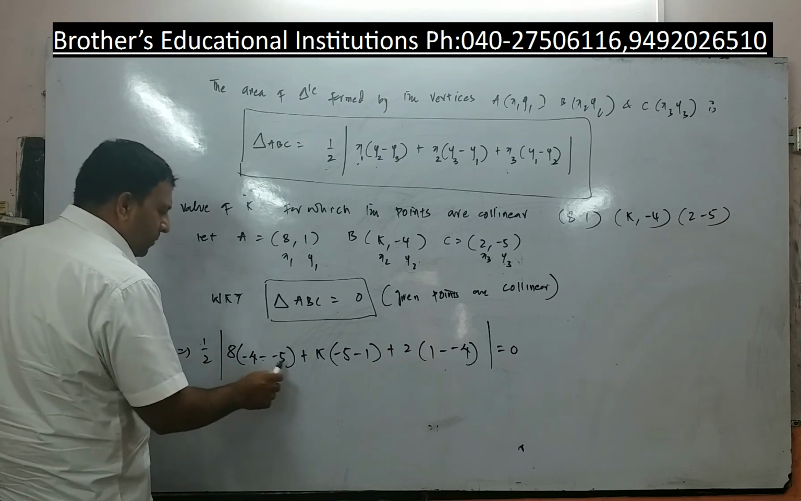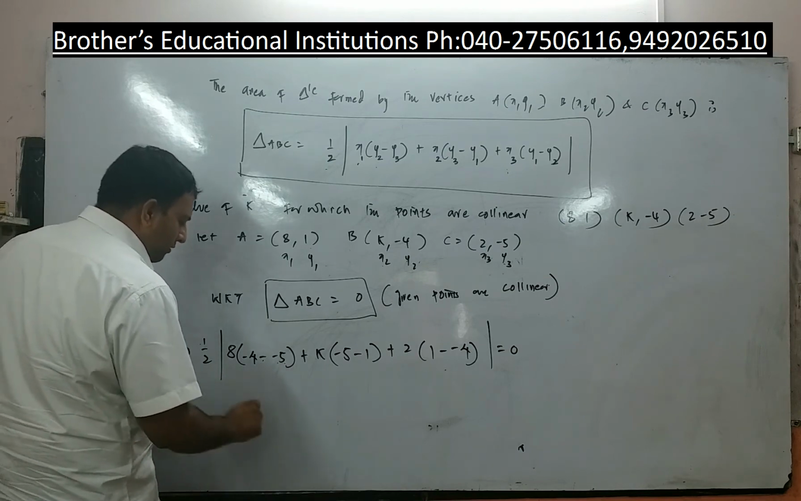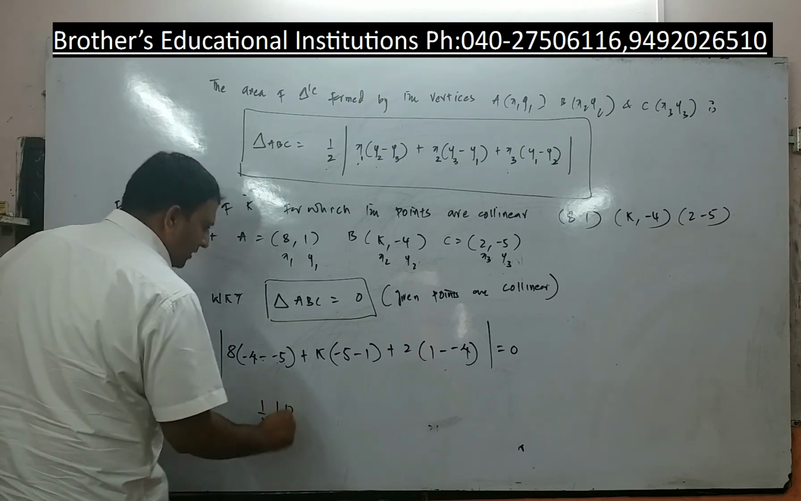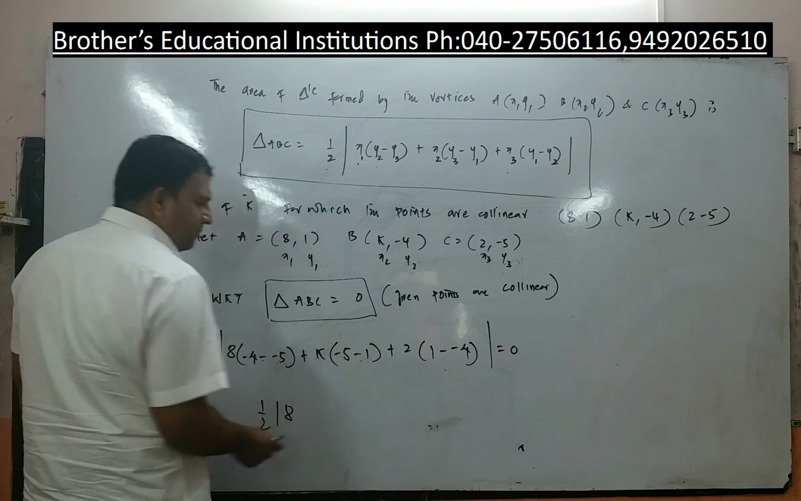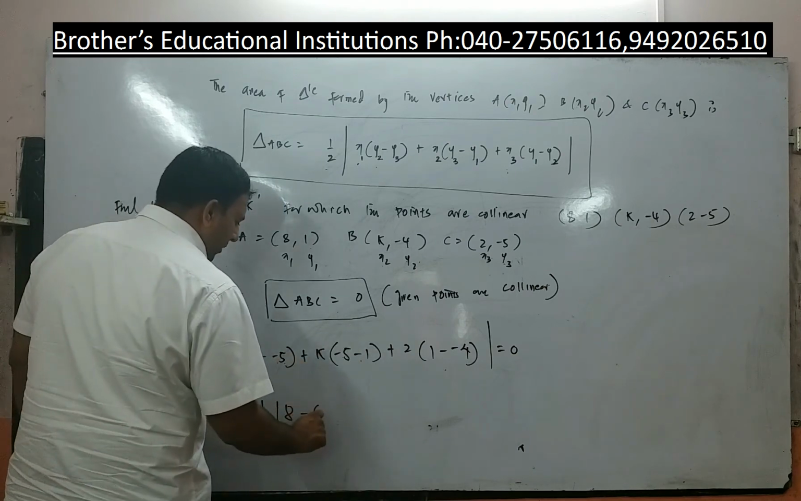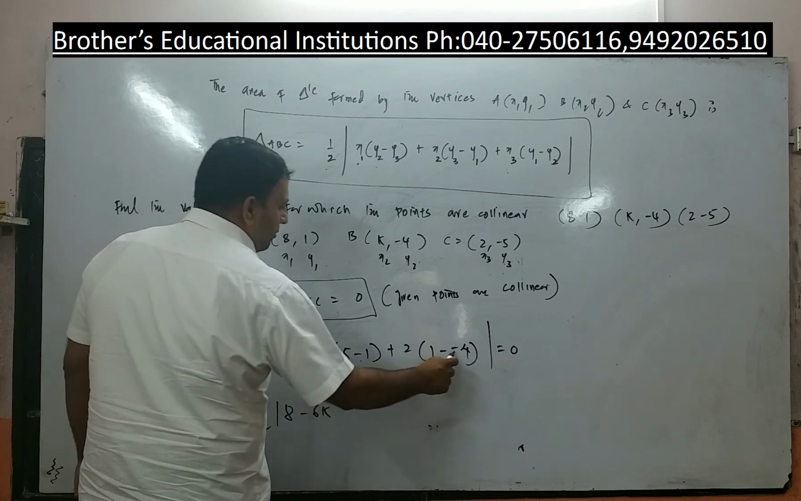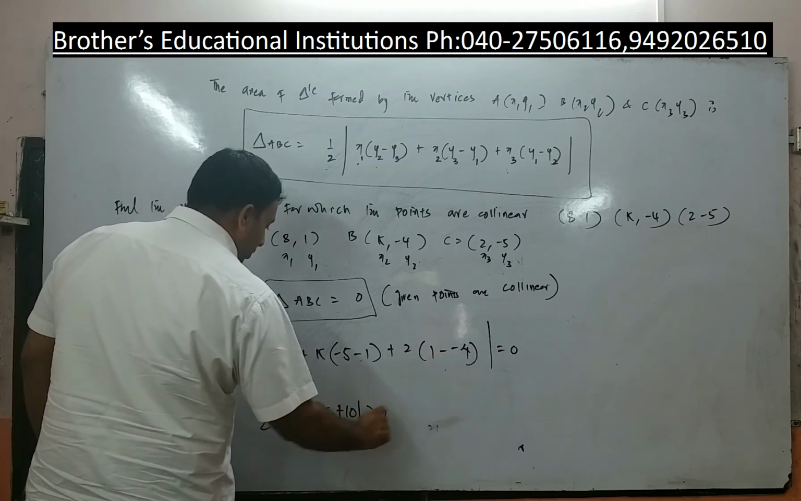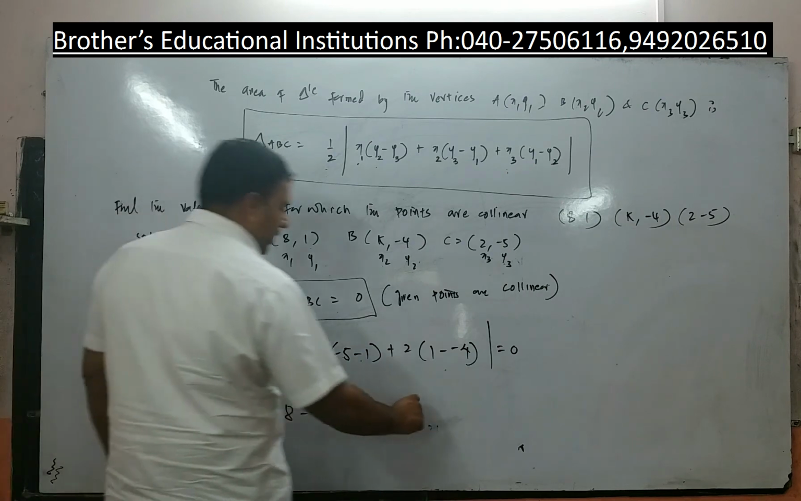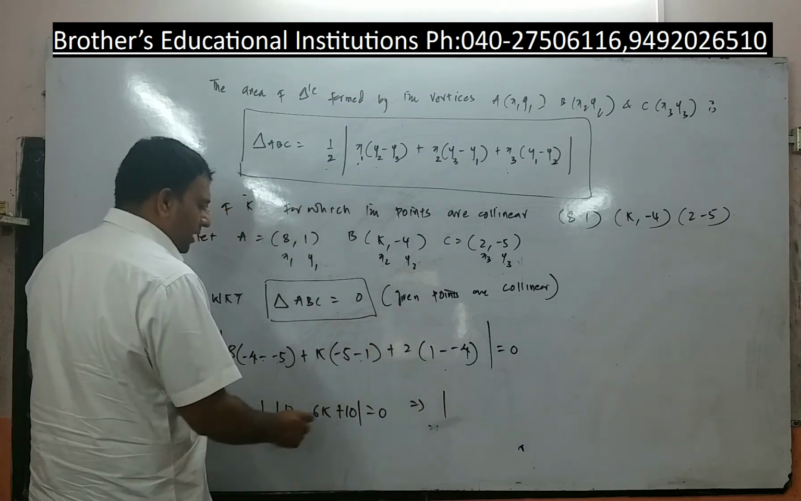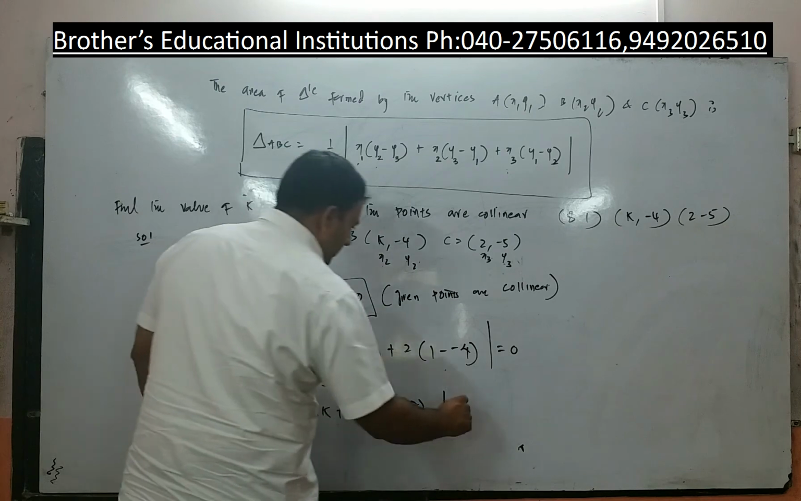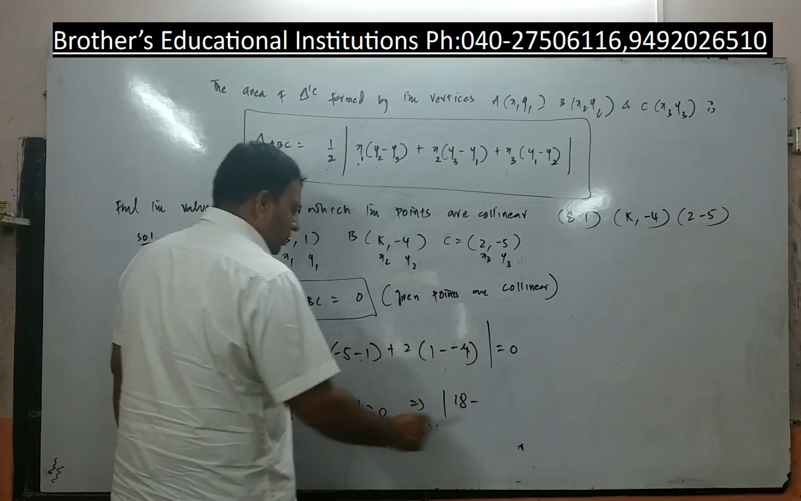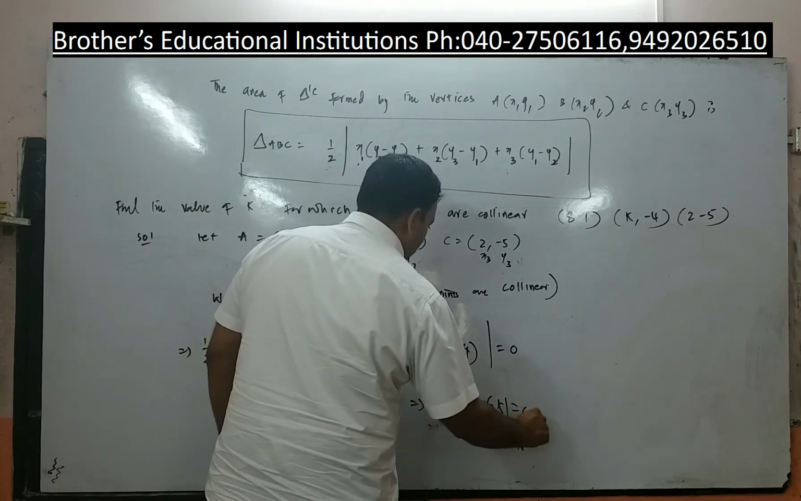Now minus minus plus, 5 minus 4 is 1. 1 into 8 is 8. Now minus 5 minus 1 is minus 6. Minus 6 into k is minus 6k. 1 minus minus is plus, 1 plus 4 is 5. 5 twos are 10, is equal to 0. Cross multiply, 2 will go that side, it will become 0. It is 8 plus 10 is 18 minus 6k is equal to 0.